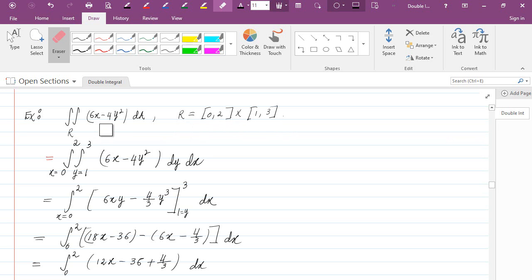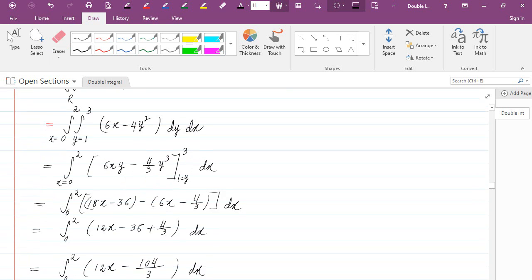So this is, by Fubini's theorem, x going from 0 to 2, y going from 1 to 3, of 6x minus 4y squared dy dx. So we decided to integrate with respect to y first, and then we're going to integrate with respect to x. Now with respect to y, what's the antiderivative of 6x? Well, 6x is a constant with respect to y, so the integral of 6x would be 6xy, and the integral of 4y squared with respect to y would be 4y cubed over 3. And then we have to evaluate this antiderivative at 3 and 1 and subtract.